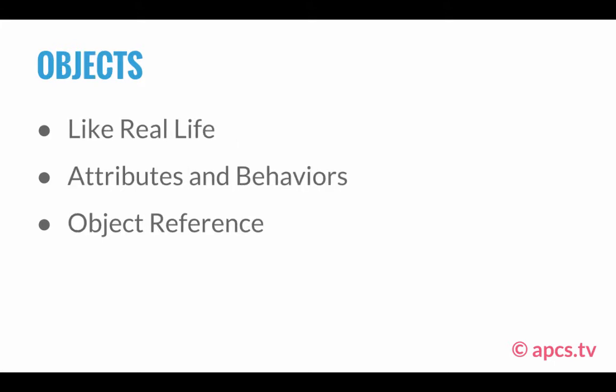And now let's take a look at objects. Objects are basically like objects in real life. Let's take a pencil for example. They have different characteristics and they also have different behavior. So similarly to classes, objects have attributes and behaviors. And an object reference is basically a variable that refers to an object.